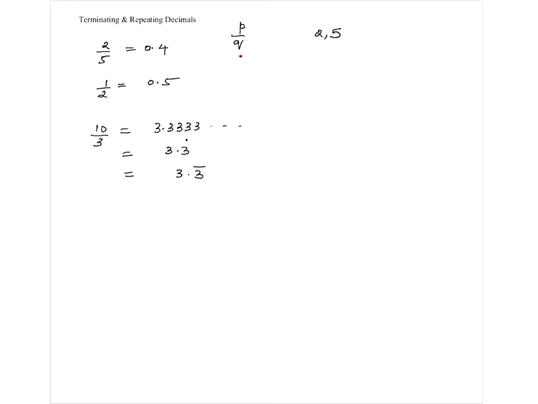No other prime factor present in Q besides 2, 5. Both 2 and 5 can be there, only 2 can be there, only 5 can be there, but no other prime. 3 should not be there, for example. Let me give you a bigger example than 2 by 5 and 1 by 2.